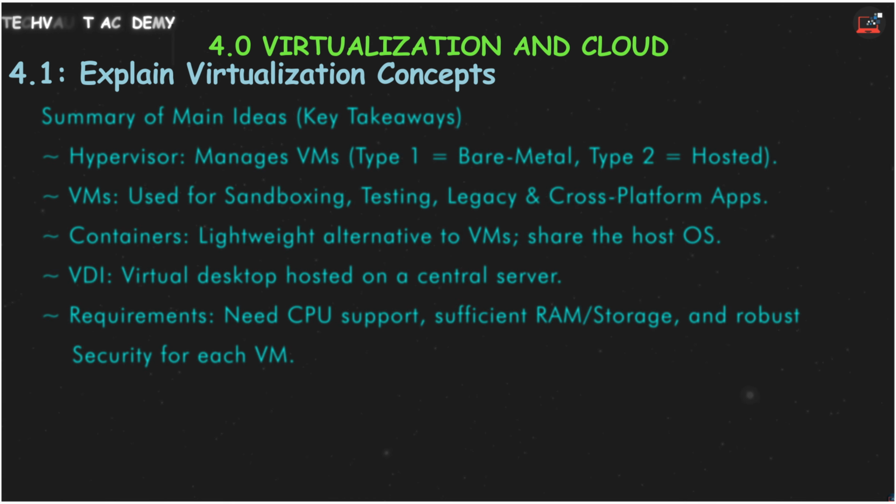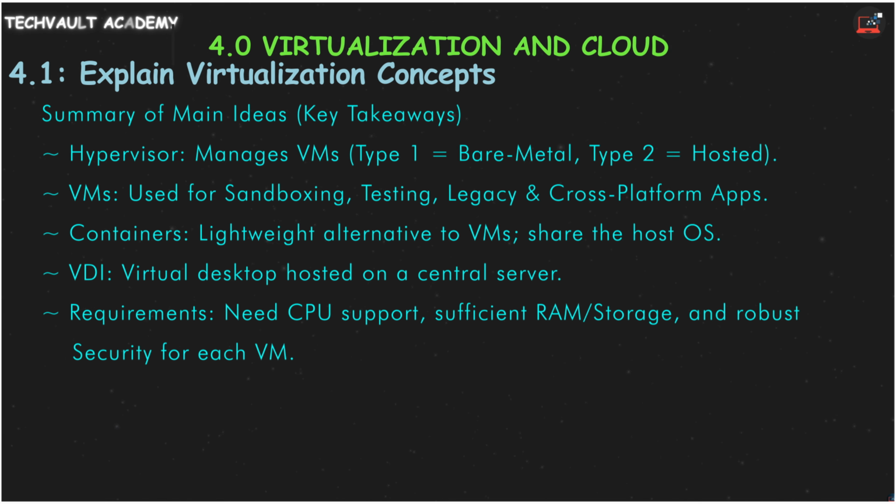So, for your A+ exam, here are the main ideas. Virtualization runs multiple OSs on one physical machine using a hypervisor. A Type 1 hypervisor is bare metal. A Type 2 is hosted on an existing OS. Virtual machines, VMs, are used for sandboxing, testing, and running legacy or cross-platform applications.